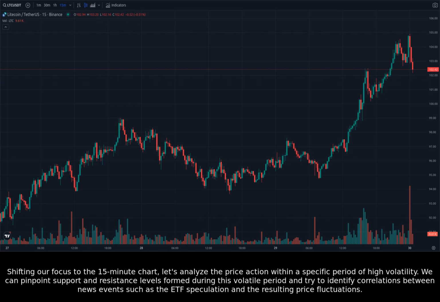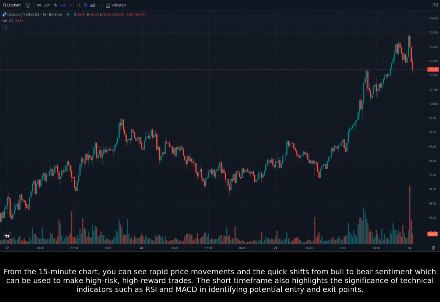Shifting our focus to the 15-minute chart, let's analyze the price action within a specific period of high volatility. We can pinpoint support and resistance levels formed during this volatile period and try to identify correlations between news events such as the ETF speculation and the resulting price fluctuations. From the 15-minute chart, you can see rapid price movements and the quick shifts from bull to bear sentiment, which can be used to make high-risk, high-reward trades.